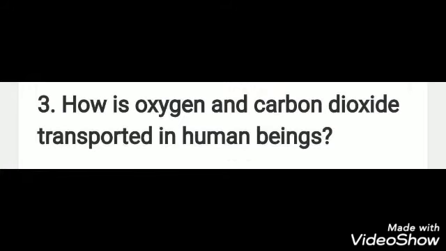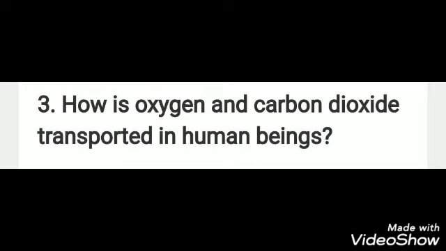The next question on the same page number is, how are oxygen and carbon dioxide transported in human beings? We all know that human beings belong to the larger organisms, so diffusion is not enough for the transfer of gases like oxygen and carbon dioxide. So oxygen and carbon dioxide are transported in human beings by the bloodstream. The oxygen is carried towards the cells, whereas carbon dioxide is carried away from the cells.